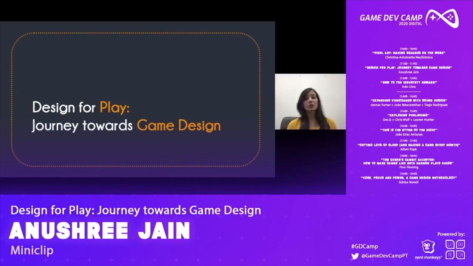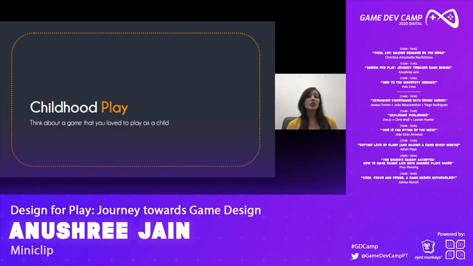Before we dive more deeply into this topic, I would like you guys to think of a toy or a game that you loved to play as a child. It can be anything, but something which you have fond memories of. It can be Lego blocks, a jigsaw puzzle, any board game, or even something as simple as a car or a doll. Just something which you remember that you played with for a very long time.